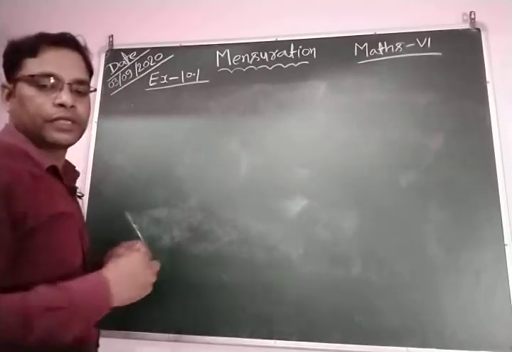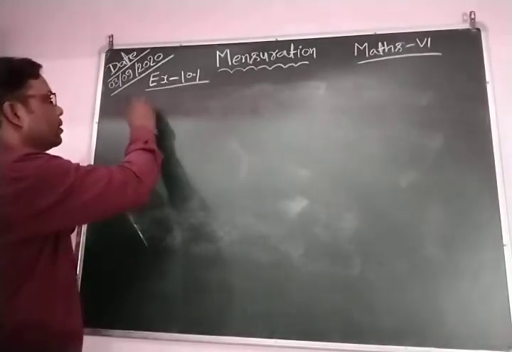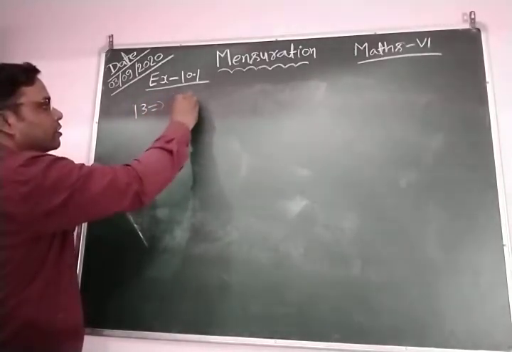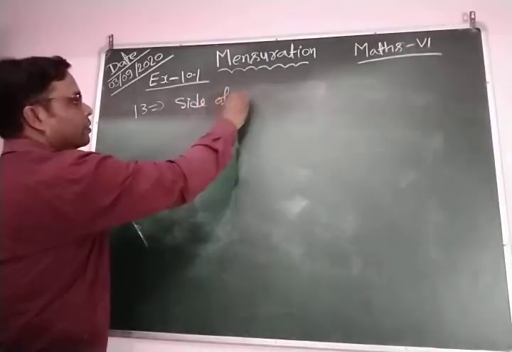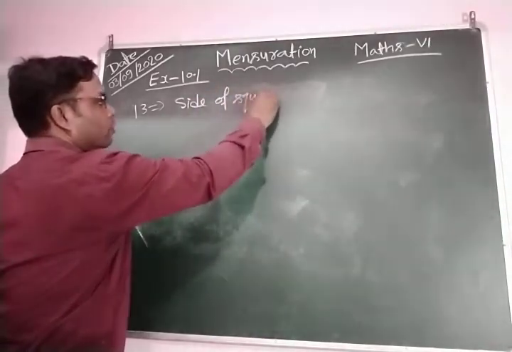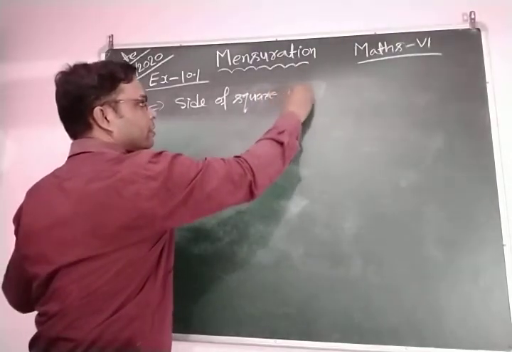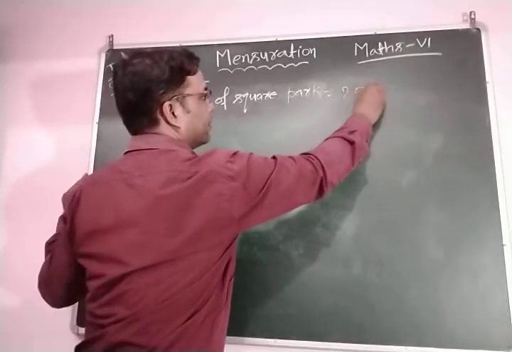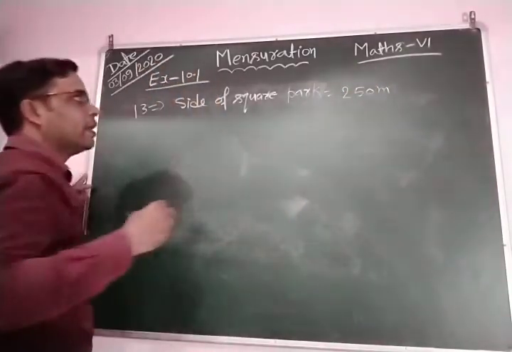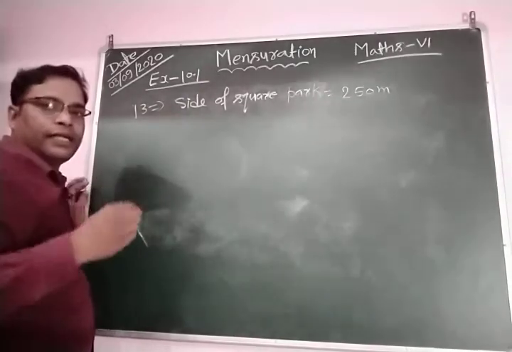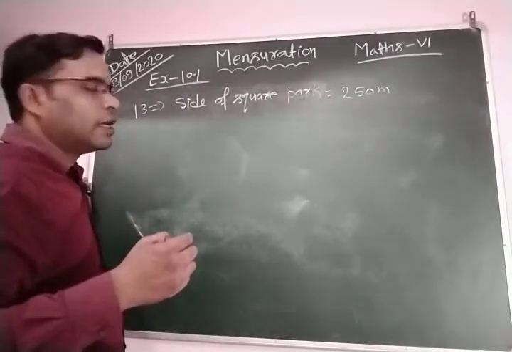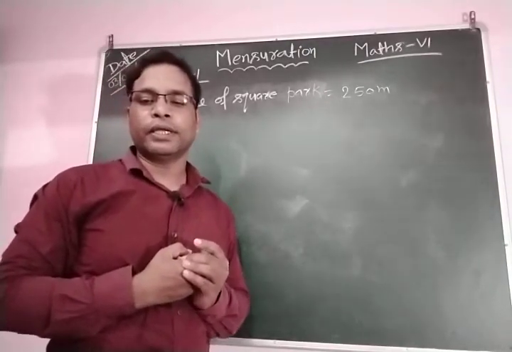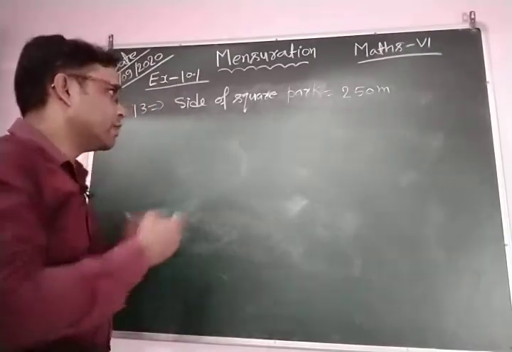This is question number 13. The side of the square park is given. Question number 13: the side of the square park is equal to 250 meters. Okay. And now we find the length of the fence of the square park. First we find the length of the fence of the square park.